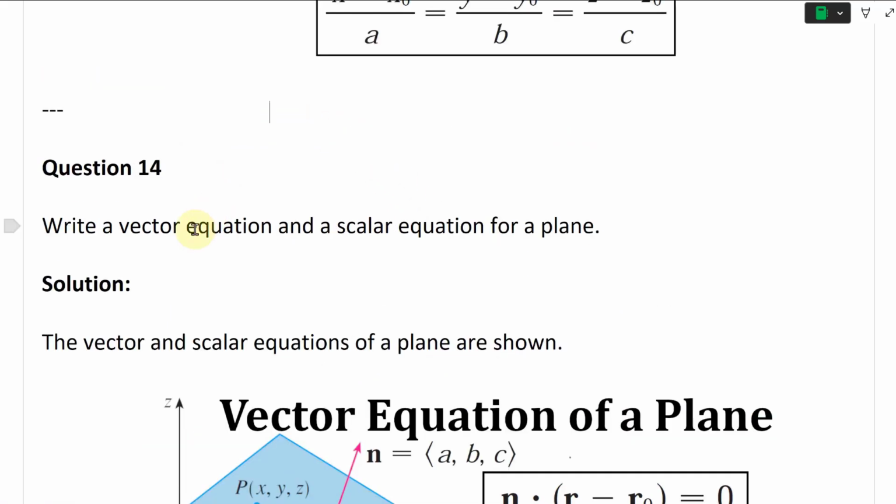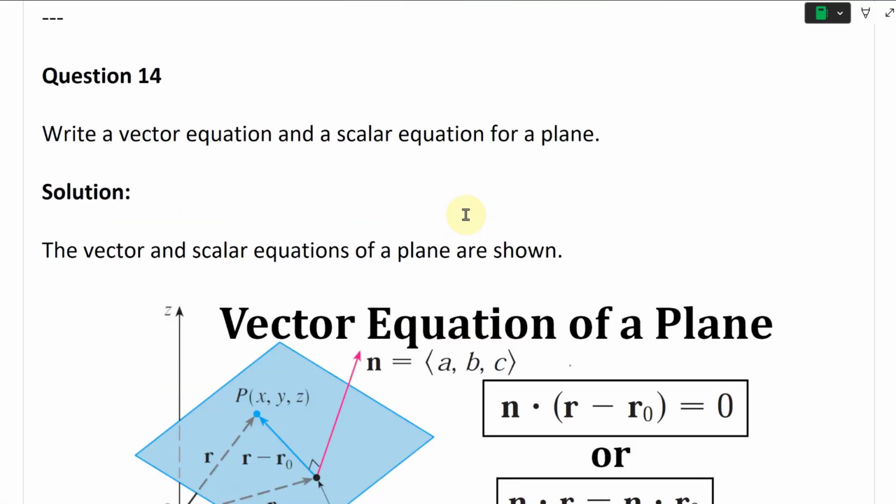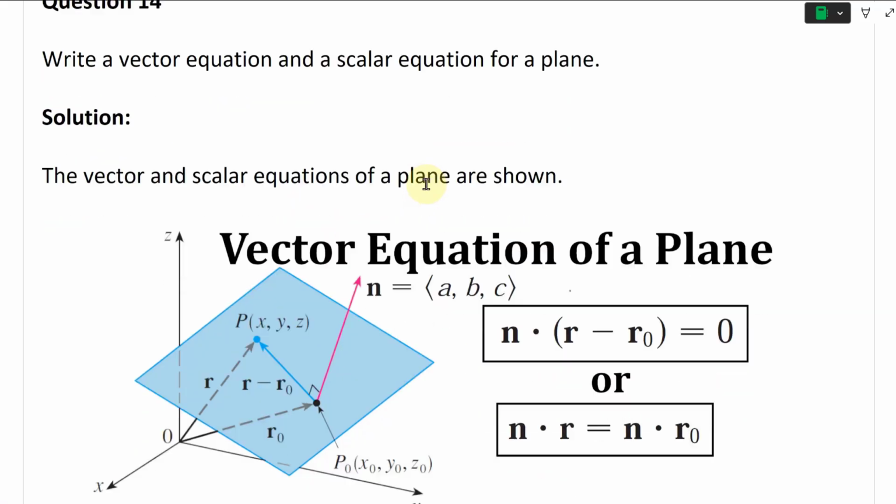Question 14. This states, write a vector equation and a scalar equation for a plane. So not a line, a plane. All right, so let's look at the solution. So the vector and scalar equations of a plane are shown.